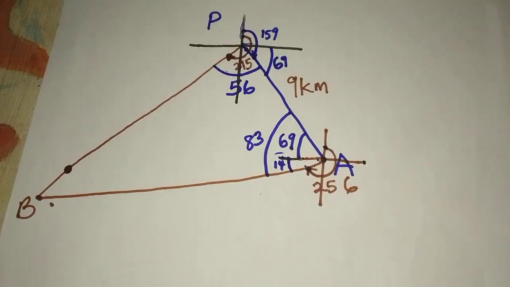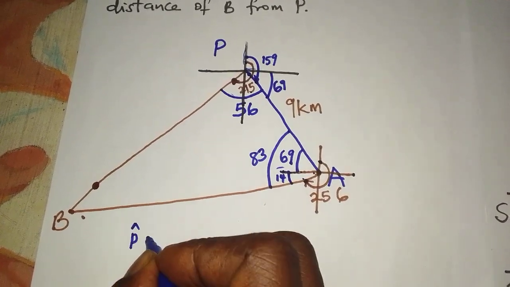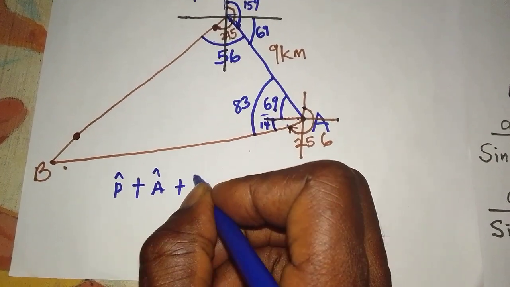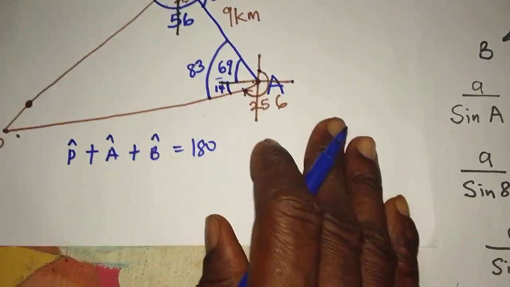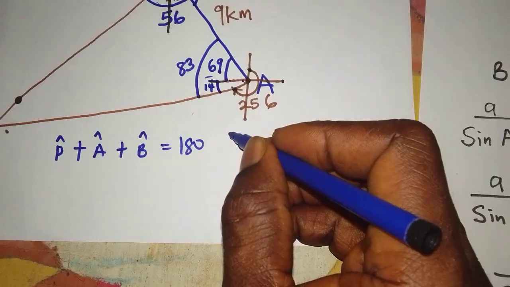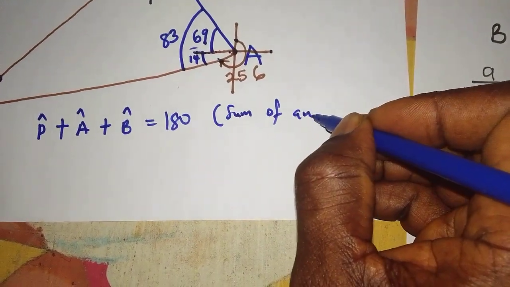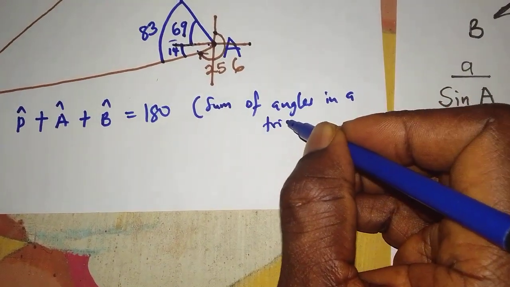Then you can now use the sum of angles in a triangle. If you add angle P plus angle A plus angle B, it should be equal to 180. Sum of angles in a triangle.